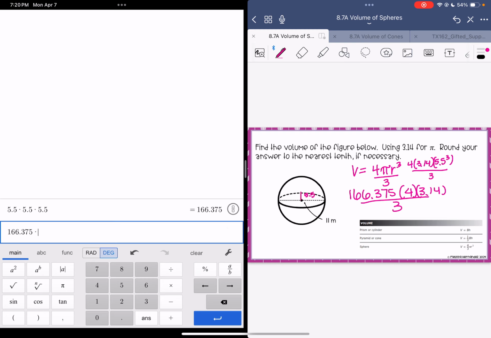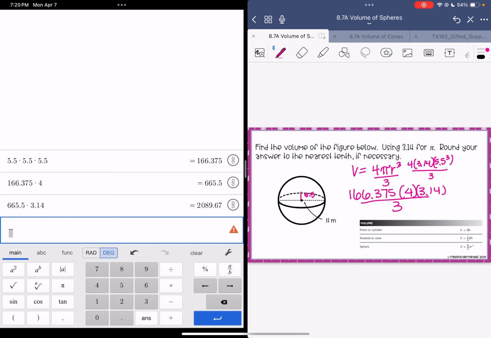0.375 times 4, 66 point. When you multiply multiple numbers, order doesn't matter if they're all multiplication. So I ended up with 2089.67. I'm going to divide that.